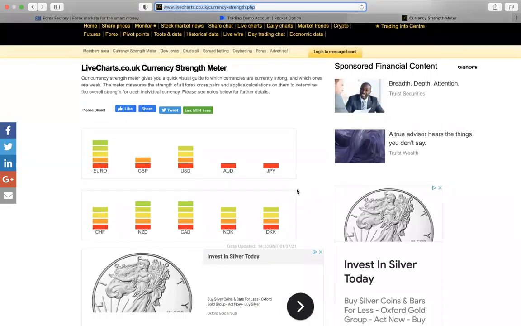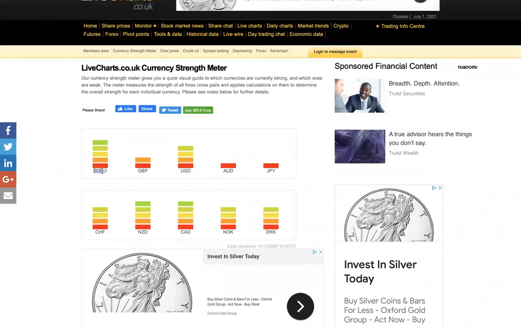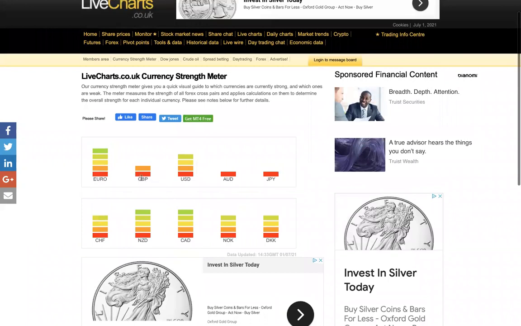So remember, each currency pair has 2 different currencies in it. So we could be doing Euro USD, right? We could be doing GBP USD. We could be doing USD CAD, AUD USD, AUD JPY. Well, not any of them, but a lot of these things can be combined to be a currency pair, right?